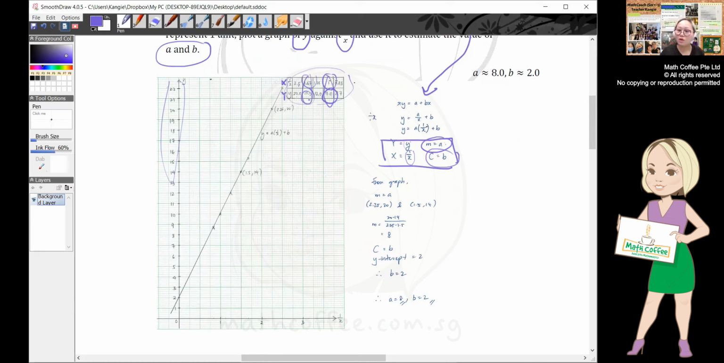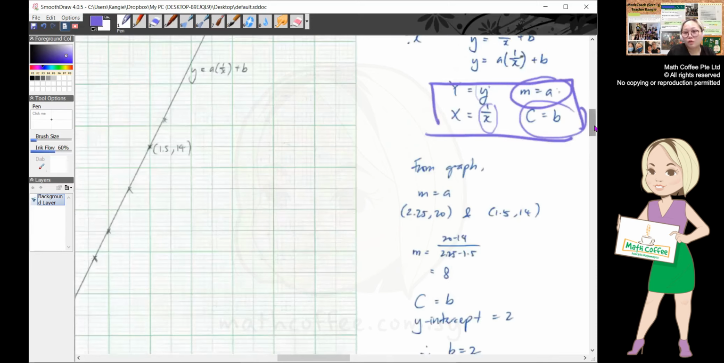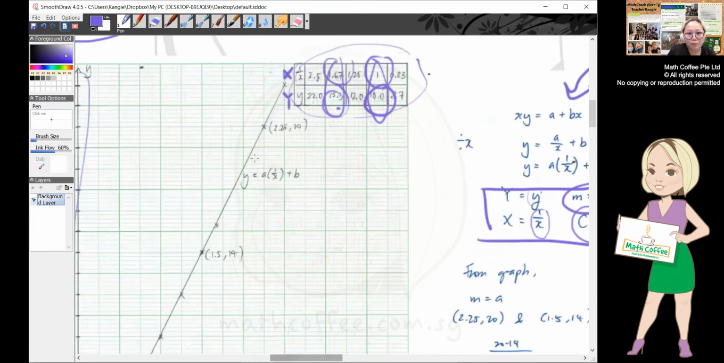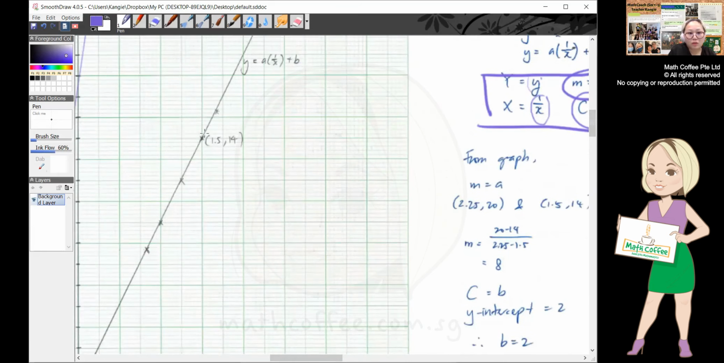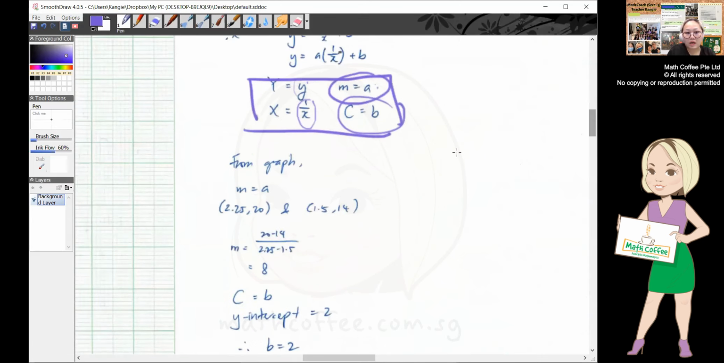Why? Because remember, we draw a best fit line, so it means the points are not necessarily on your line. You understand? It's only an estimation, so you will have to take points from your graph. For this case, you can see that I put a point here and I write out the points, and this one also. You can find any points on the line.